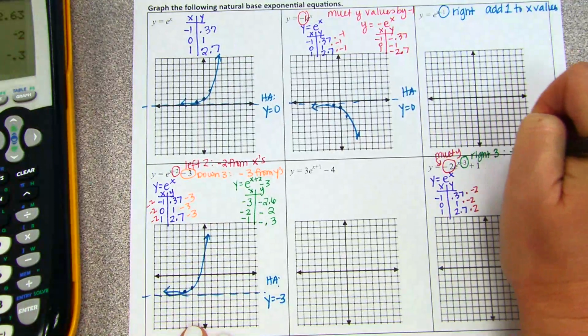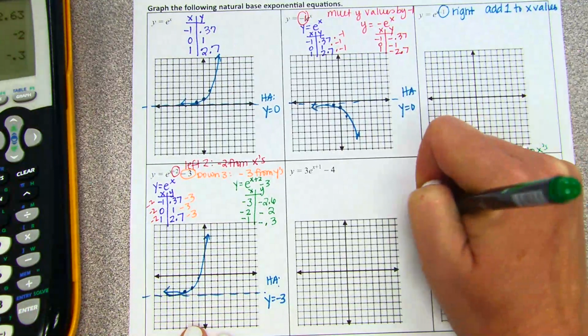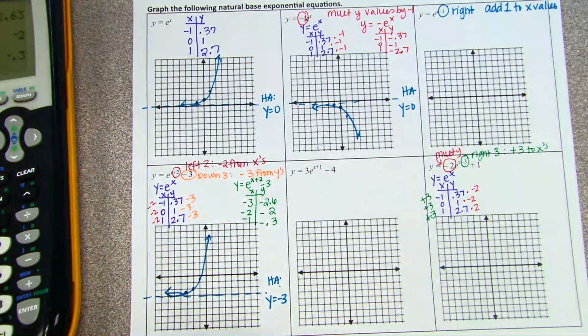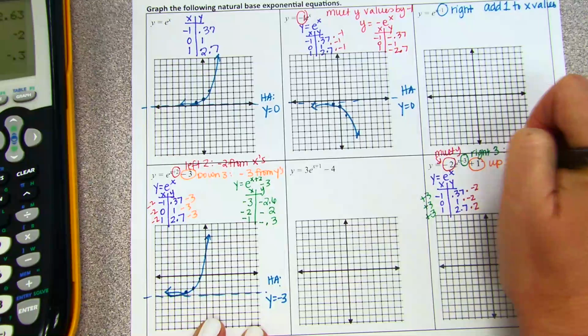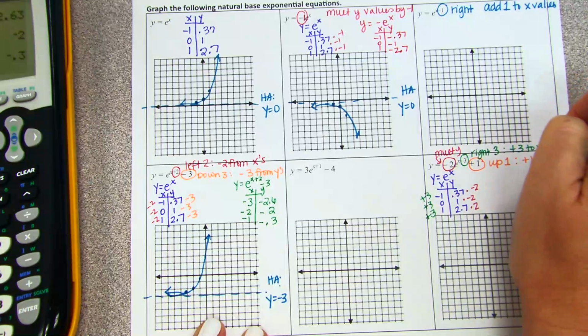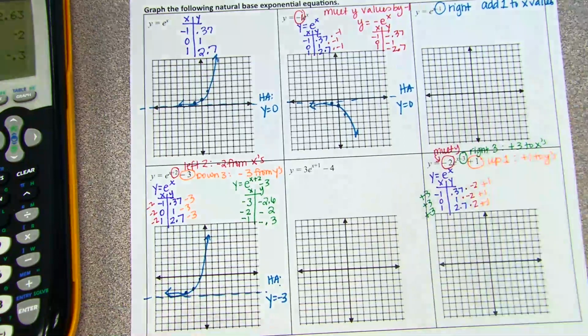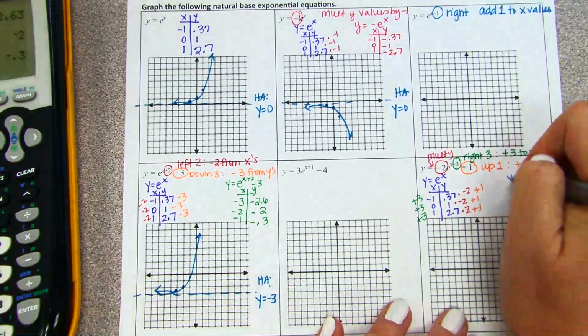So I'm going to add 3 to the x's. So plus 3, plus 3, plus 3. And then this right here is up 1. So I'm going to plus 1 to the y's. So plus 1, plus 1, plus 1. Now, when you have multiplication and some kind of addition or subtraction, you always want to do the multiplication first.